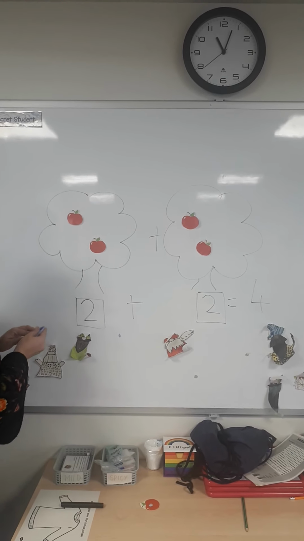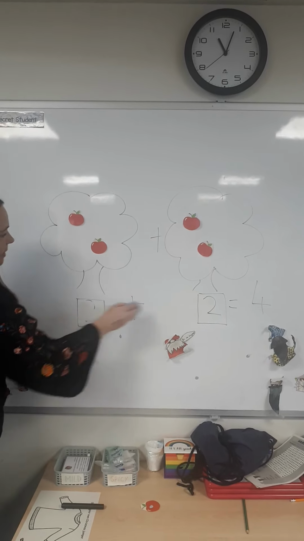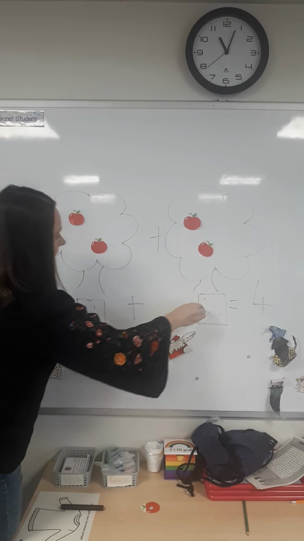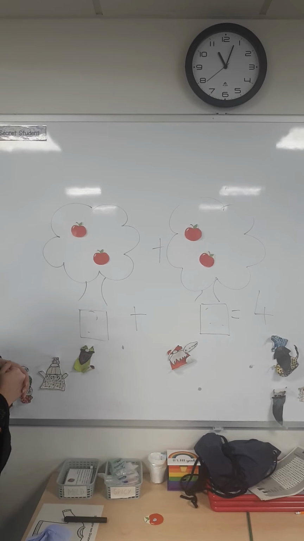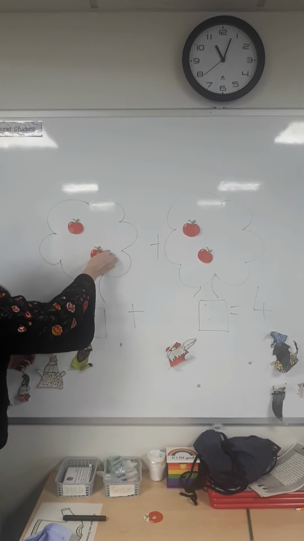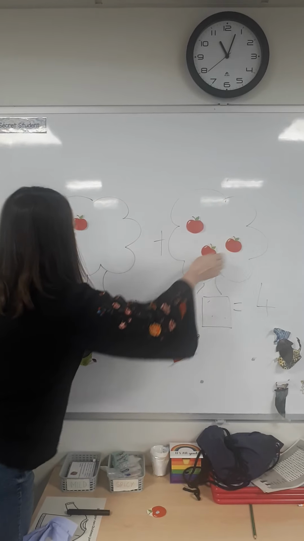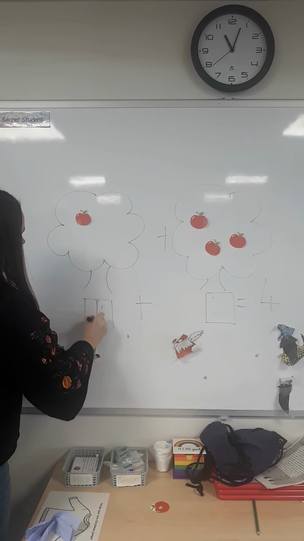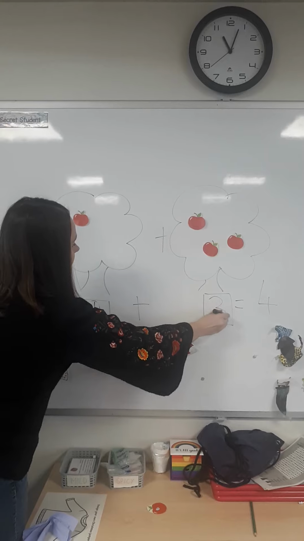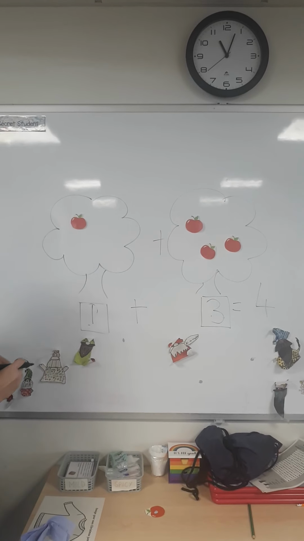We're now going to look at a different way. I'll just rub out my boxes, but remembering the answer will still be 4. So let's think about another way of making 4. If I move one apple over here, I've now got 1 adding on to 3. So 1, add 3, and that also equals 4.